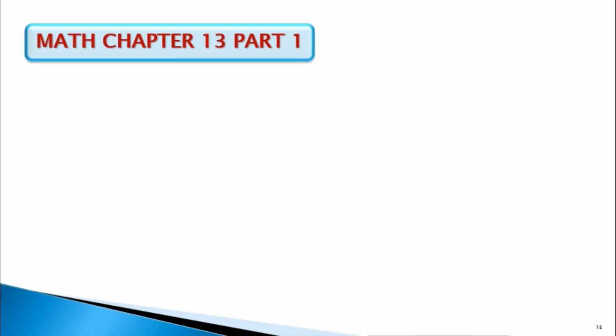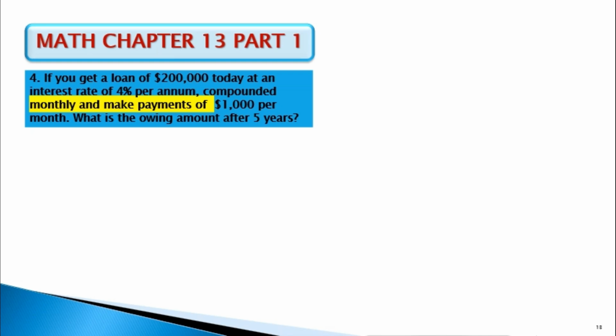Example 4. We have a loan of $200,000, and the interest rate is J12, compounded monthly, 4%. This time, the person who got the loan is making a payment of $1,000 per month for this loan. So in 5 years, he's going to make 60 monthly payments of $1,000. We want to know how much would be owing after 5 years.